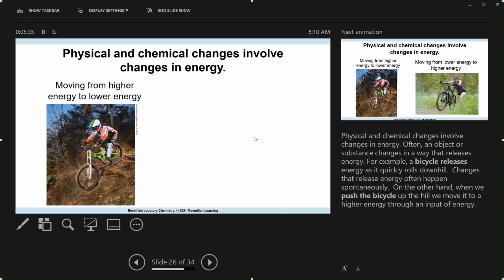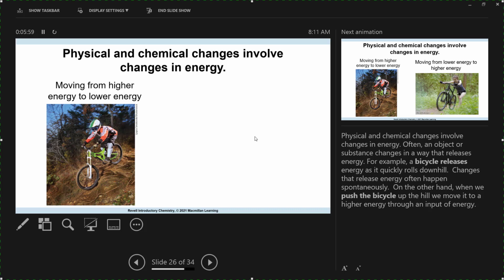Okay, so when we do a reaction, we're not going to look as much at physical changes, but clearly if we go from a solid to liquid or gas, we're going to have to put energy in to do that. If we go the opposite way, gas to liquid to solid, energy is going to be released. But we're going to focus mostly on chemical reactions.